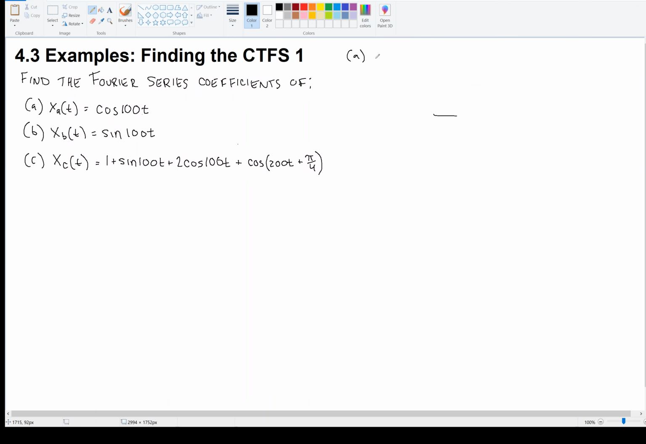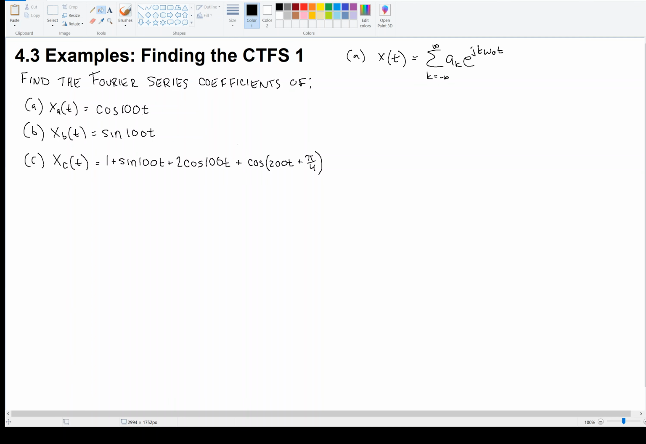All right, let's start, and let's start with A. So the goal, if you recall, is to write x as a sum of harmonically related complex exponentials, like this, okay?